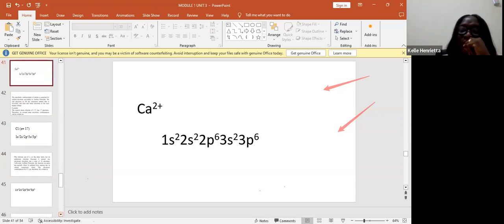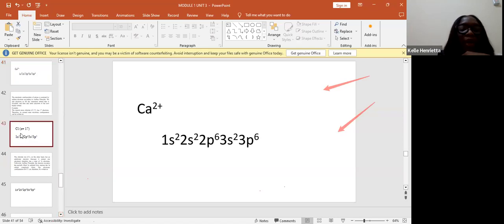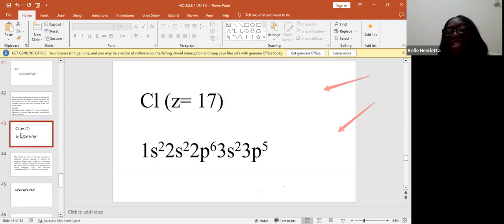You equally have a situation whereby the atom gains electrons. I use an example here, chlorine. Chlorine is electronegative. It normally gains electrons, and it has an atomic number of 17. When it gains electrons, it normally gains 1 electron, so its anion, the chloride ion, will now have 18 electrons.